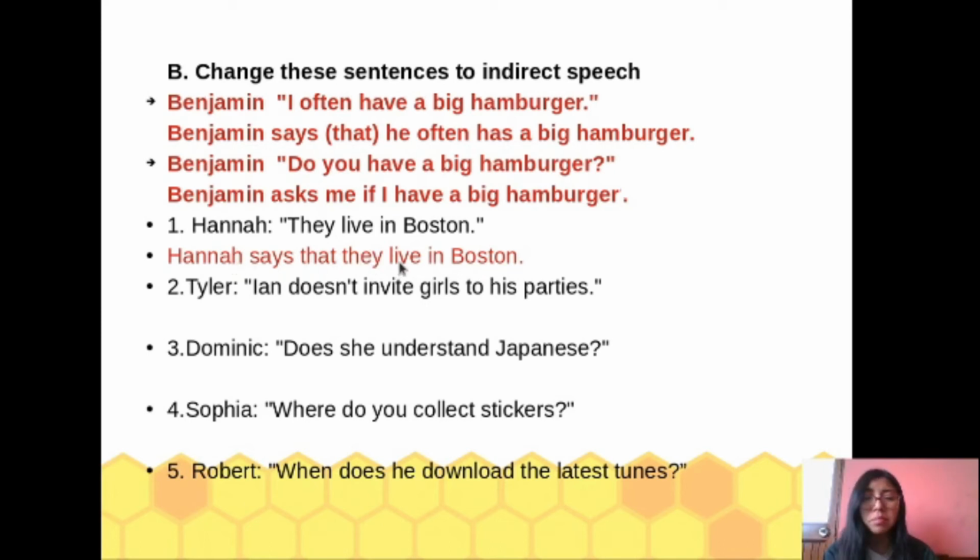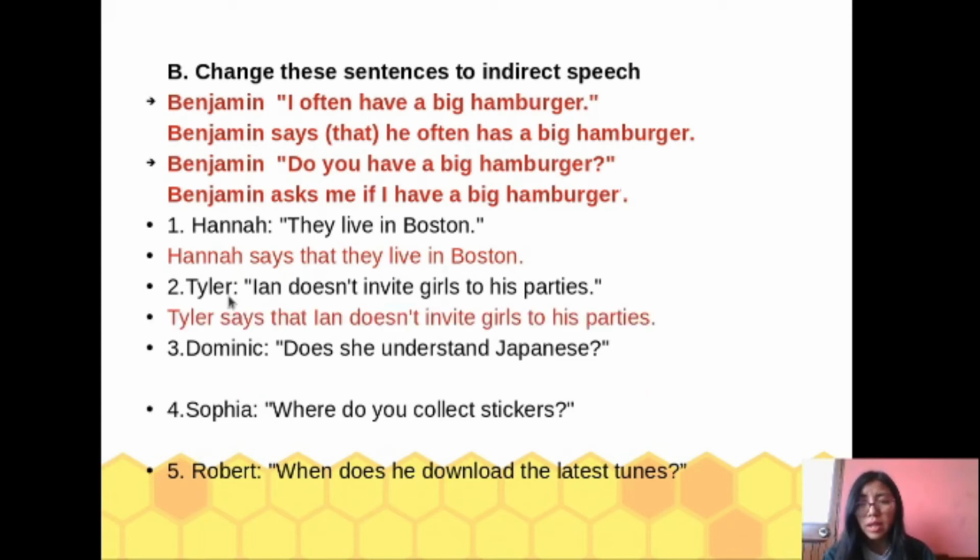That is simple. So remember, in indirect speech, you don't need to use quotation marks, okay? You don't have to use. In this case, Tyler, Ian does invite girls to his parties. Tyler says that Ian does invite her to his parties, okay? In this case, I don't have to change anything, okay? So that is correct.